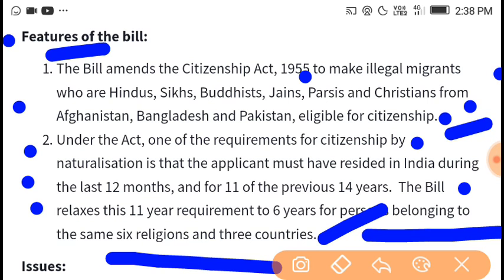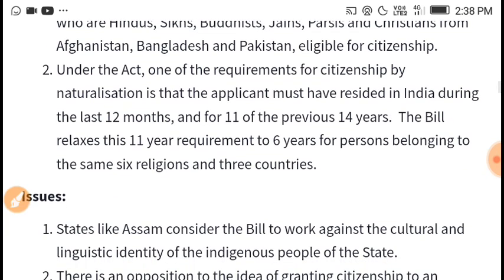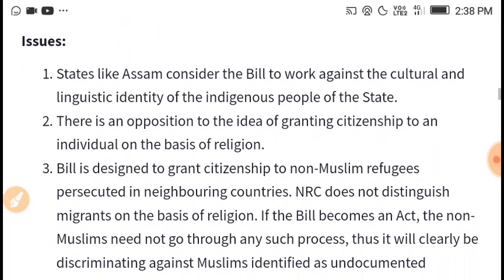So the Citizenship Amendment Act 1955: here you can see the illegal migrants, like Hindus, Sikhs, and others from Pakistan, Afghanistan, and Bangladesh, are eligible for citizenship. Under the Act, one of the requirements for citizenship by naturalization is that the applicant must have resided in India during the last 12 months and 11 of the previous 14 years. The bill relaxes this 11-year requirement to 6 years for persons belonging to the same six religions and three countries.